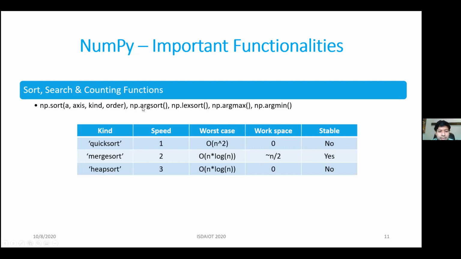There is another interesting function, argsort. argsort actually returns the indices of the data. Once we have sorted the data, argsort gives the original positions in the array of that main data structure. Similar for argmax, argmin, and so on. We'll see some of the operations when we go to the Jupyter Notebook segment.